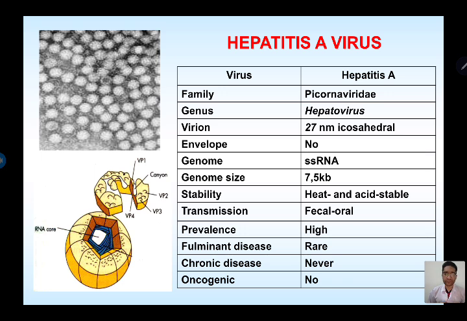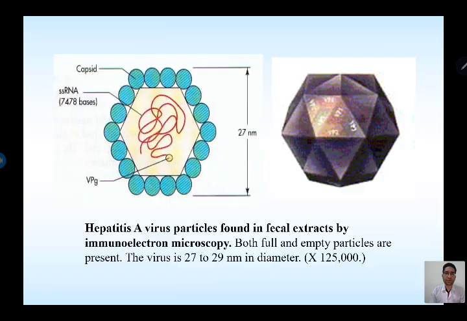So the transmission is by the fecal-oral route. The prevalence is high. Fulminant disease is rare. Chronic disease is never. Oncogenic is no. Hepatitis A virus particles are found in fecal extract by immunoelectron microscopy. Both full and empty particles are present. The virus is 27 to 29 nanometer in diameter.